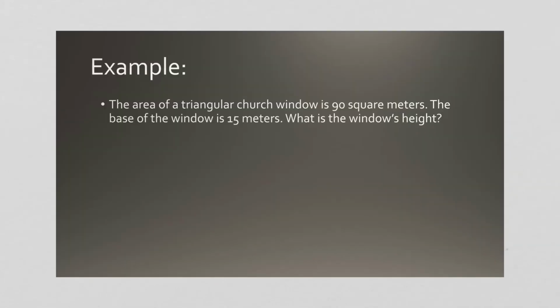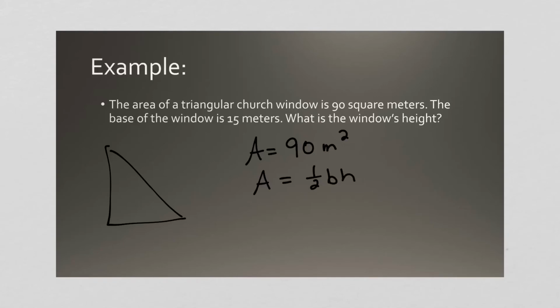Okay, so now we've got this area of this church window, and it says that the area is equal to 90 square meters. And we know that the area is 1/2 base times height. It says that the base is 15 meters, and they want to know what h is, what our height is. So I'm going to substitute my values that I know in this problem, and I know area, which is 90. I know my base, which is 15, and I don't know my height.